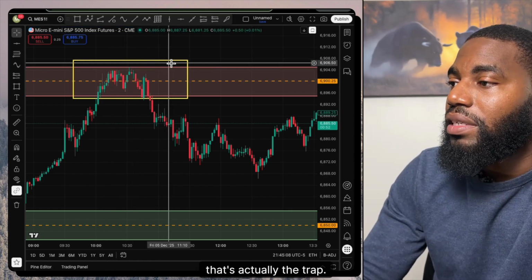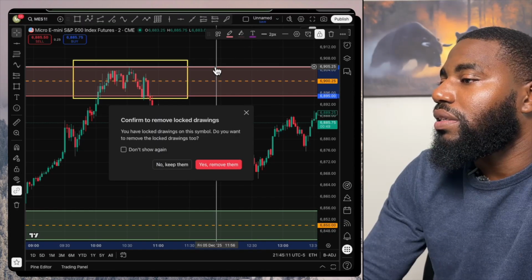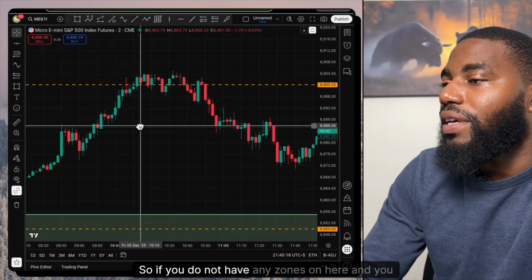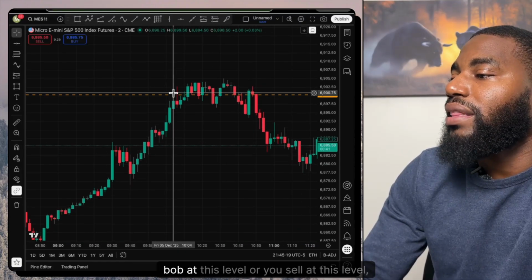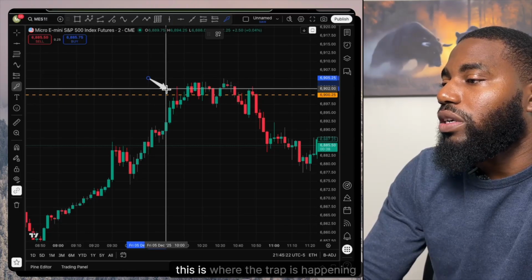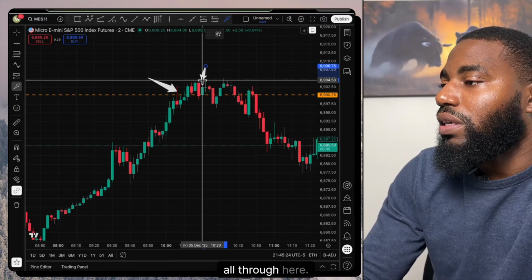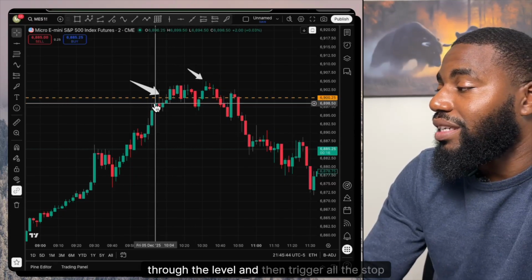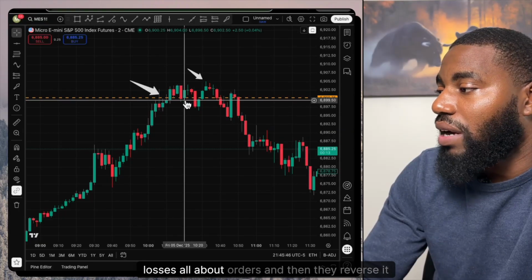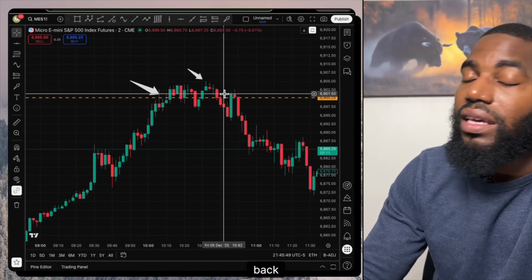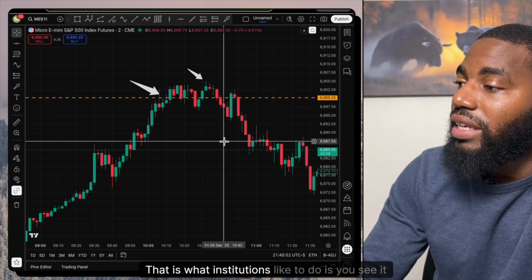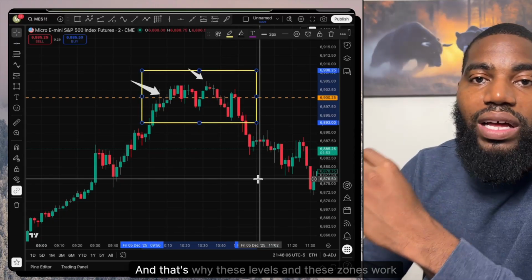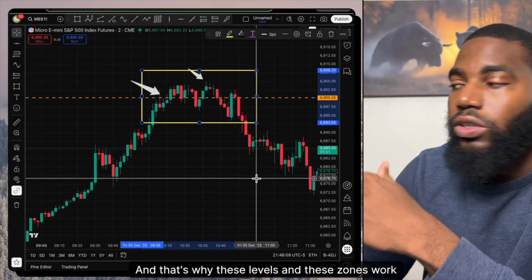That's actually the trap. So let me go ahead and remove this, and remove this. If you do not have any zones on here and you buy at this level or you sell at this level, this is where the trap is happening. Institutions love to push the price slightly above through the level and then trigger all the stop losses and all the buy orders, and then they reverse it back in your face. That is what institutions like to do, as you see clearly here at this level, 6,900. And that's why these levels and these zones work so well.